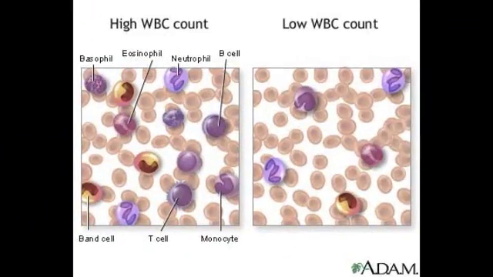In the picture on the right-hand side, it illustrates the amount of white blood cells a normal person should have, while on the other side, it illustrates a decreased amount of white blood cells in a person. This disease is often called granulocytosis.